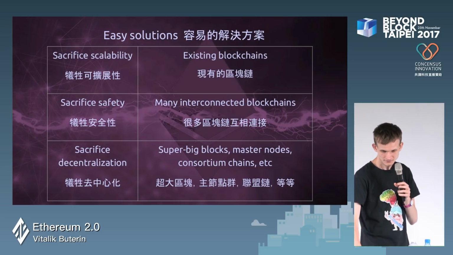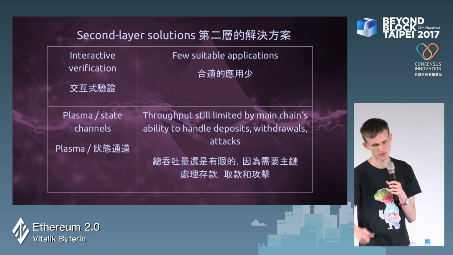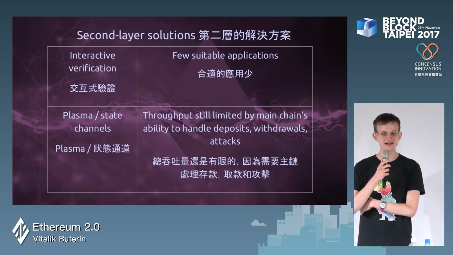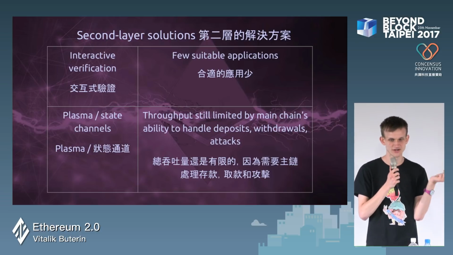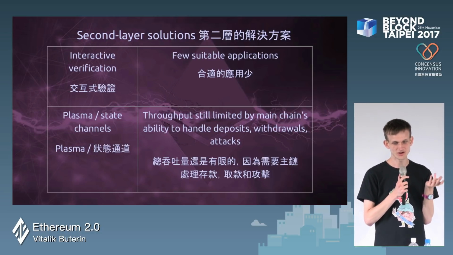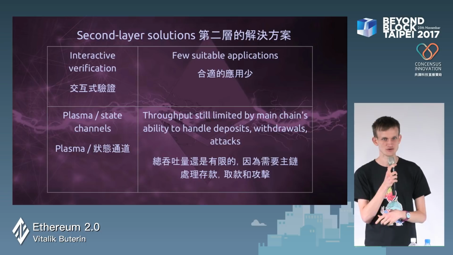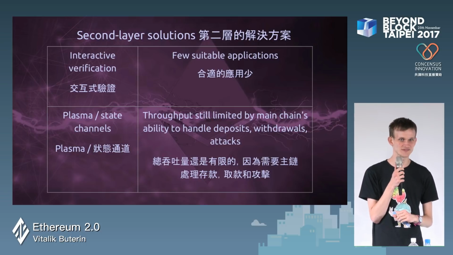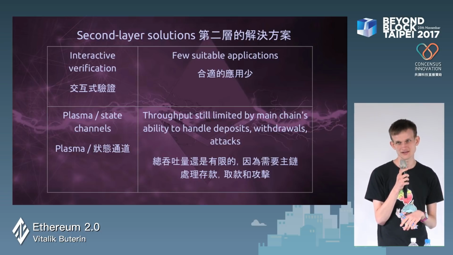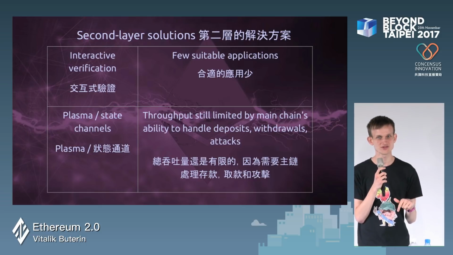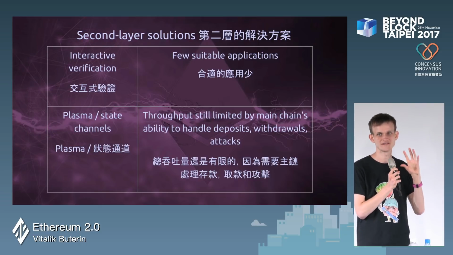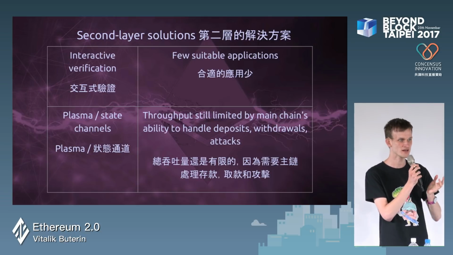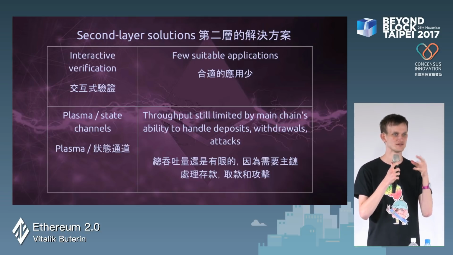But can we not sacrifice one of the 3? The other category of solutions that people talk about a lot are second layer solutions. And there's a few kinds, right? So one of them is interactive verification. So basically things like TrueBit, things like Golem. It's generally these blockchain protocols that try to use blockchains to verify computation in clever ways without actually doing all of it on chain.